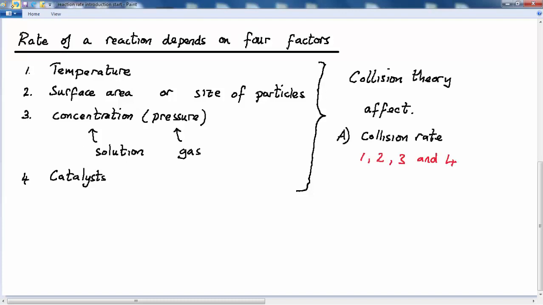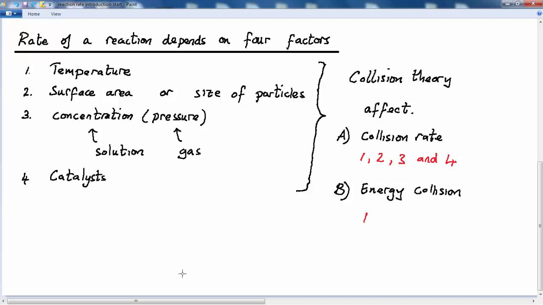Really there are two factors: the collision rate, that's to say the number of collisions which are taking place in a certain unit of time, and the collision rate is in fact affected by all four of these items here, and also the energy involved in the collision. We'll learn how the energy involved in the collision is important, and that is affected by the temperature. But we're going to look at that in much more detail in the next lesson.